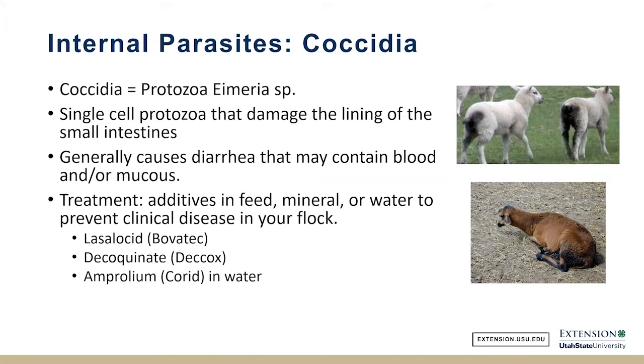The animals that are most susceptible are generally some of our geriatric animals, our older animals, or oftentimes our young lambs, and animals that are struggling with some other disease. When their immune system is down, these protozoa can have a pretty bad impact on them. There are a couple different treatments that you can do to slow this down or to keep these clinical signs from showing up in your flock.